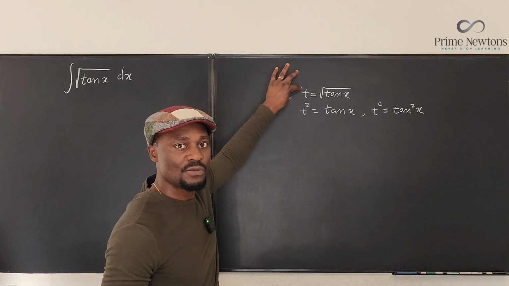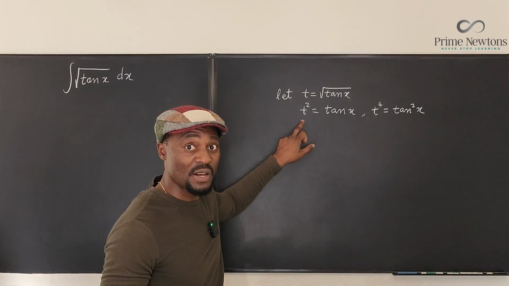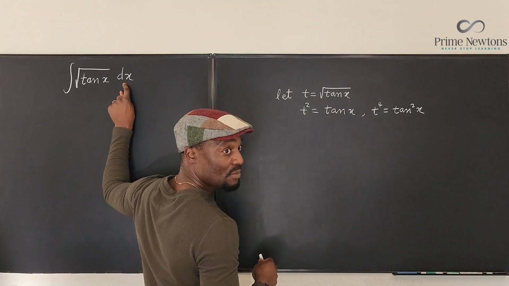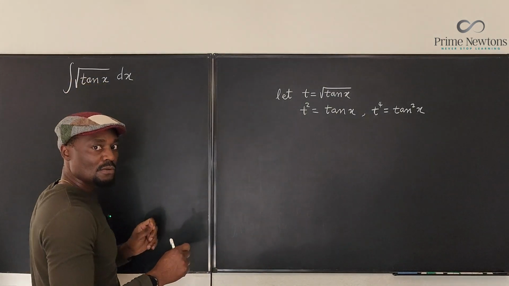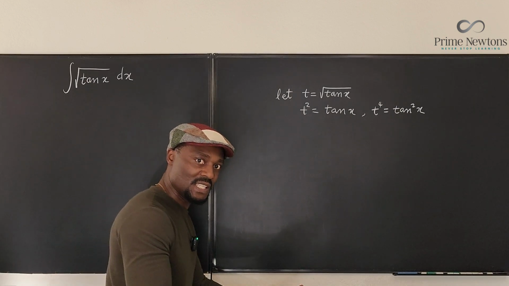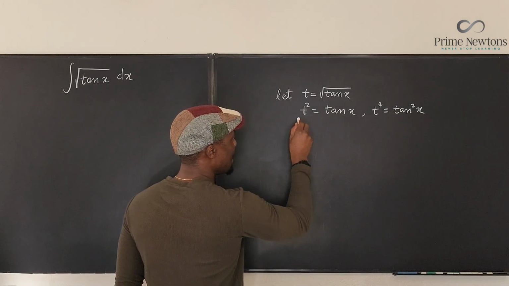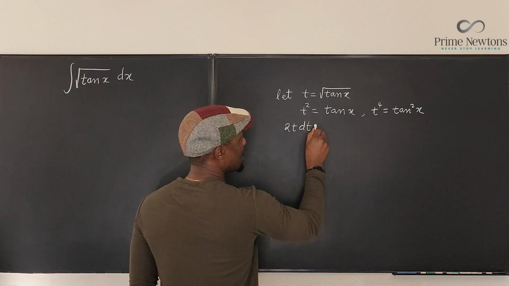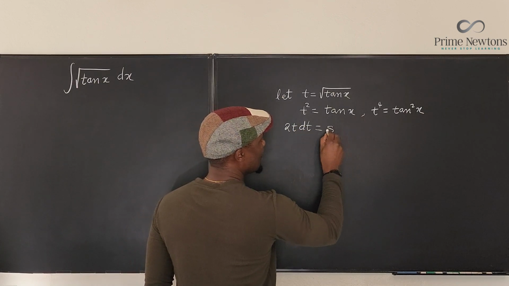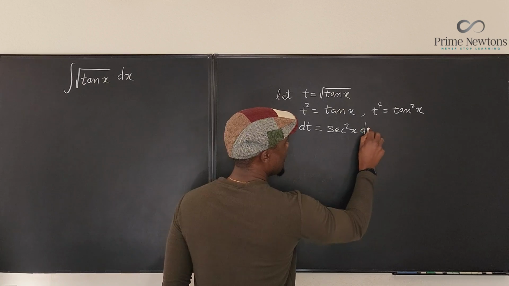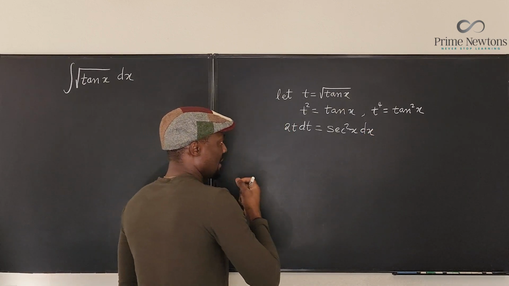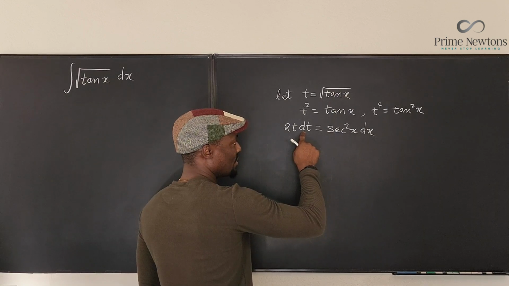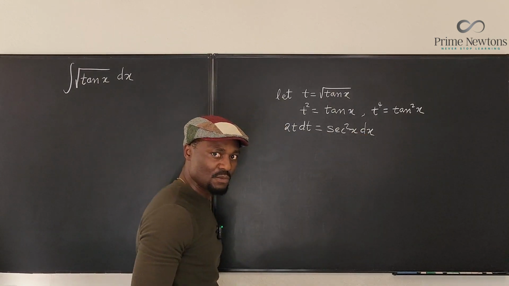You can use this for your derivative, but this appears to be the easier one to find my dt and my dx, because we need to replace dx. Remember, once you change from x to t, you have to change dx to dt. So let's use this for dt. If I do this differentiation, I'm going to get 2t dt equals the derivative of this, which is secant squared x dx. But I need to write everything in terms of dt, so I don't want dx anymore.